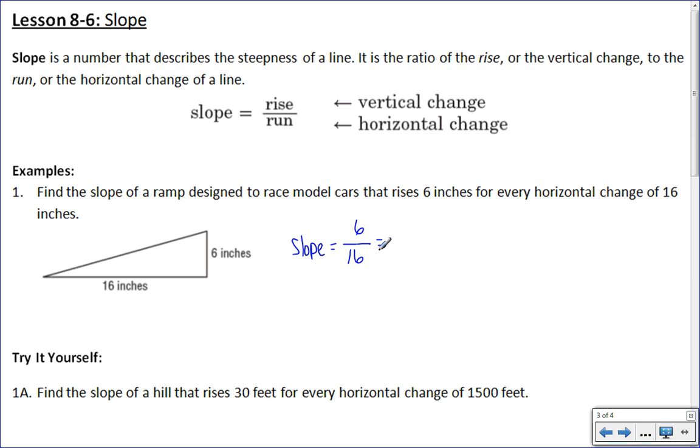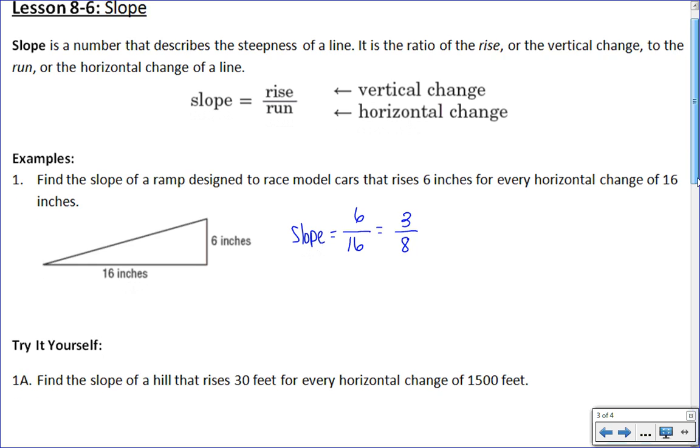And typically for slope, most of the time, we prefer to leave our answers as fractions reduced in lowest terms. So while I could go ahead and divide this and get a decimal, that's not really the way we like to see slope written. So instead, I will just reduce this down to 3 over 8. And that is the slope of this ramp.